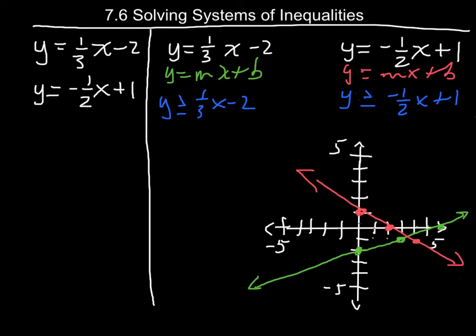So now the only difference between this problem here and this problem here is we now have to test a point to see which side I need to shade. This requires shading, okay? So I'm going to go ahead and write that right over here. So the real problem that we are doing, in my left-hand column, I'm going to have y is greater than or equal to 1/3 x minus 2, and y is greater than or equal to -1/2 x plus 1. So this is the systems of inequality.